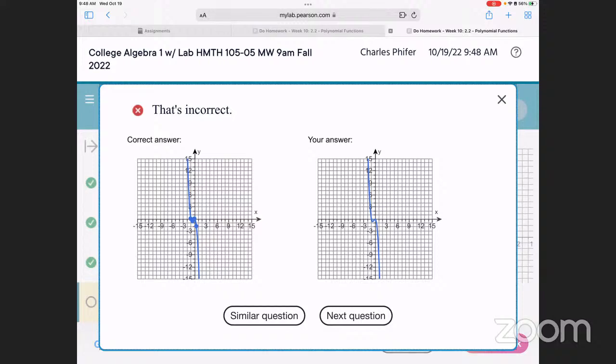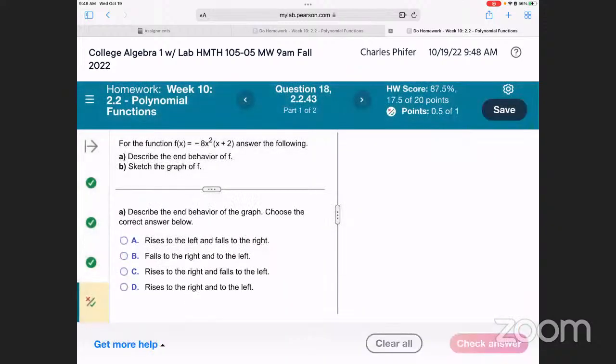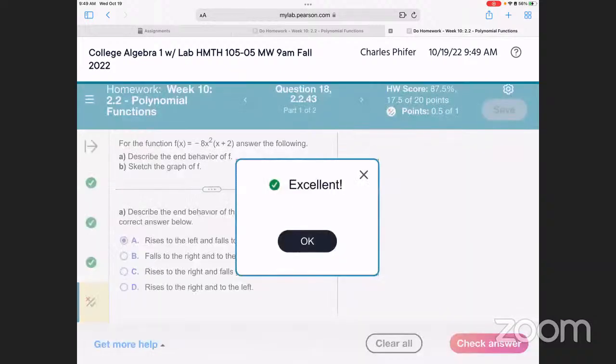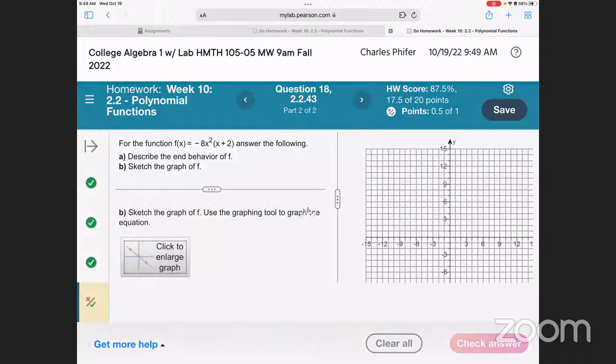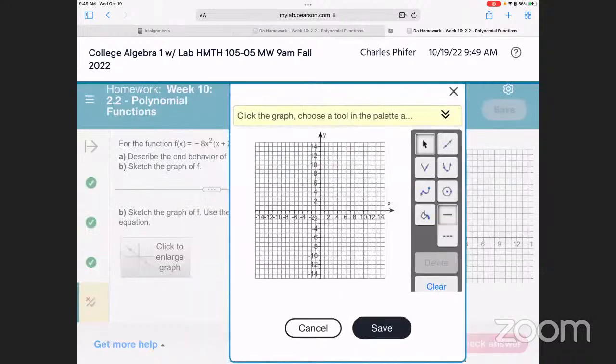I'm tempted to try it again. I'm going to try it again. I got like a full minute. I'm gonna go quickly. If you need to go, you can go, obviously. The graph behavior: down to the right, and then up to the left. Okay, let's go with A. I'm gonna see if I can get it. Click the graph. Okay, real quick.